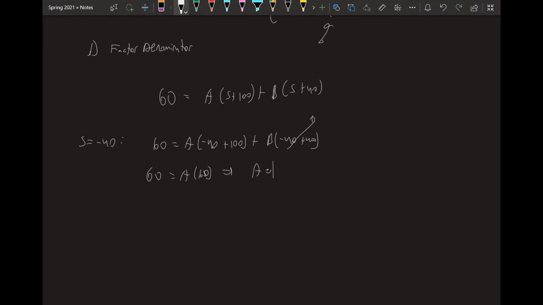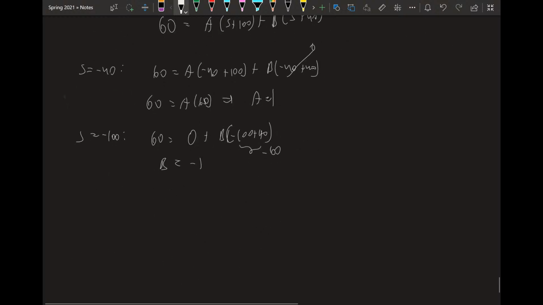So I chose negative 40 to cancel out that right-hand side expression so I can solve for A. Now I'm going to do the same thing to solve for B. Let's say S equals negative 100. 60 equals 0 plus B times negative 100 plus 40. And B would equal negative 1, right? Because this equals negative 60. So now we have solved for A and B.